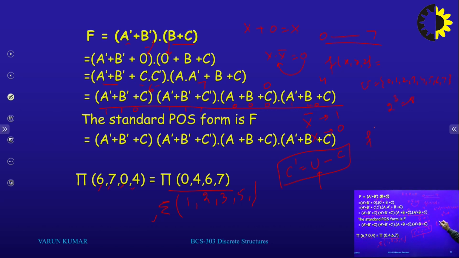If our function is of 4 variables, that is a, b, c and d, the total number of values is 2 to the power 4, equal to 16. It means our universal set has the values of 0, 1, 2 up to 15.